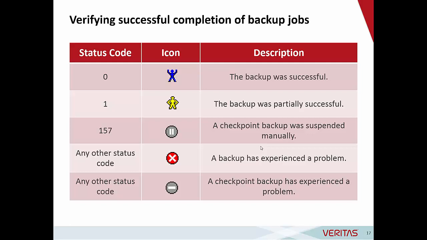This status code that's listed on the slide here, the 157, this is not an exit code. It's just a note that you'll see in the activity monitor that this job was suspended manually. Jobs that are suspended will remain in a suspended state until action is taken, until you either resume the job or you decide, it's been too much time, I don't want to resume it, and you just flat out cancel it.